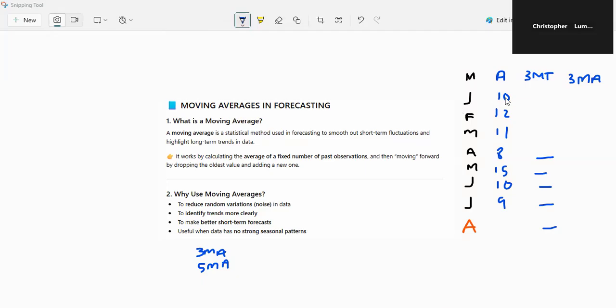We need to calculate the totals for these 3. So 10 plus 12 plus 11, we get 33. Okay, so this 33 we divide by 3. So the average is 11, and that is the forecast for April.